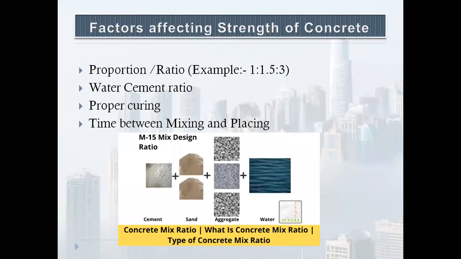Next is, what are the factors affecting the strength of the concrete? There are 4 basic factors. First is proportion. Here it is written 1:1.5:3. If you take one heap of cement, then you have to take 1.5 heap of sand, and then you take 3 times that of cement of aggregate.